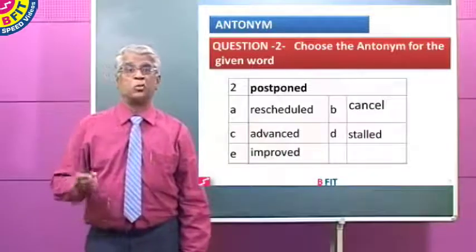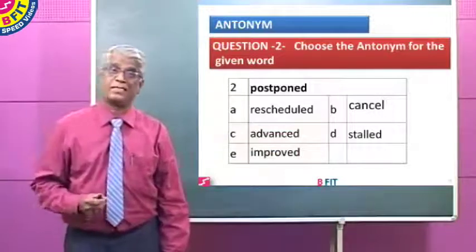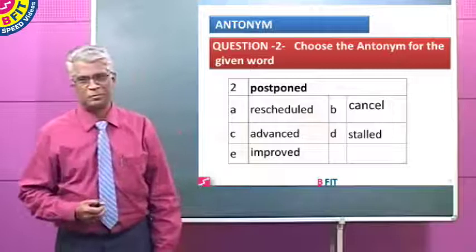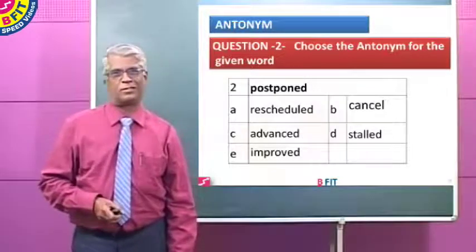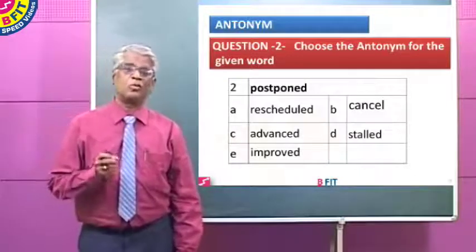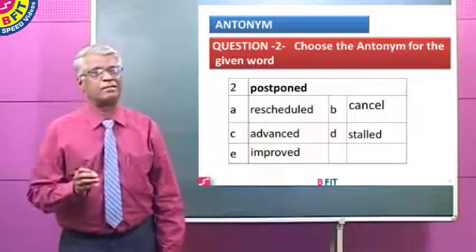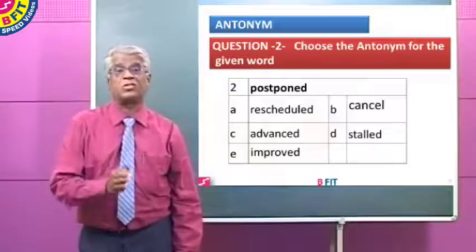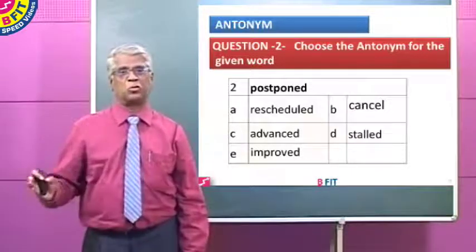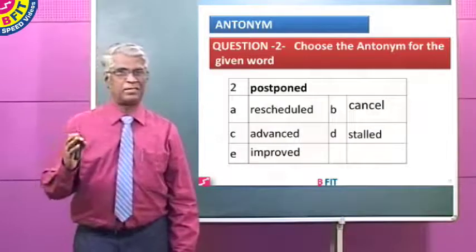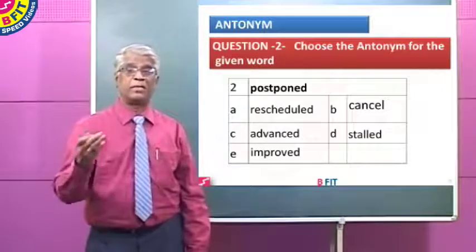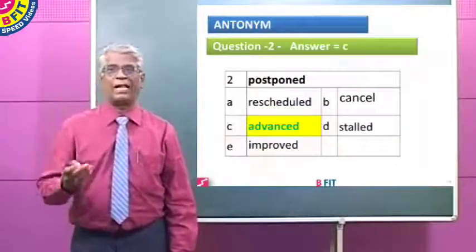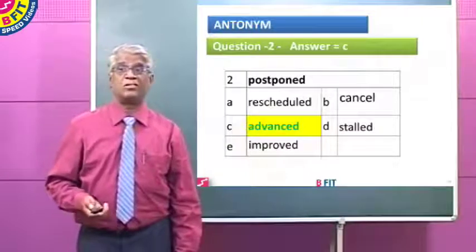The next one is postponed. Very often, as we discussed in the first lesson, we are tempted to believe that the opposite of postponed is preponed. But remember, preponed is not given as one of the options. You know why it is not given here? Because there is no word called preponed in the English language. The word postponed means put off something to a later date. The examinations have been postponed. The meeting has been postponed. Now, if the meeting has been brought forward from a later date to a previous date, the correct word for that is advanced. Therefore, postponed antonym is option C, advanced, and not preponed.